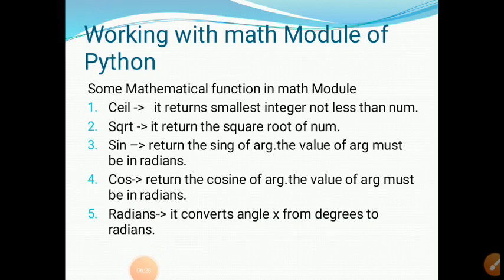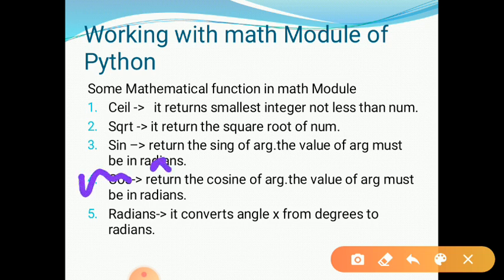The same thing with sine. The sine function in the math library returns the sine of the argument. The value of the argument must be in radians. So math dot sin, then the value, we just write like that. Then cos returns the cosine of the argument, and then radians converts the angle from degrees to radians. So if I write math dot radians, then it will return the value.